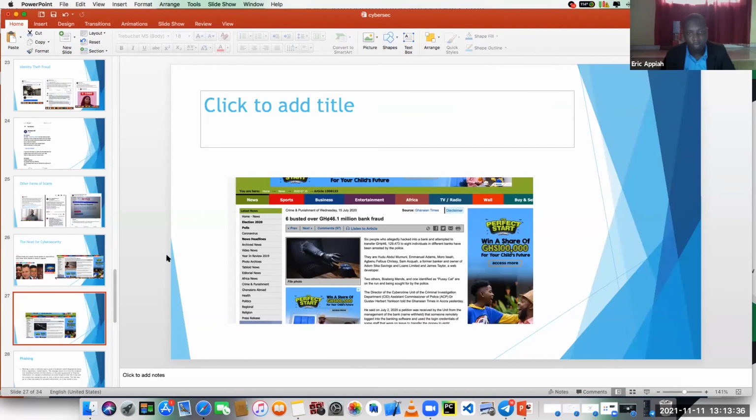An article here from Ghana World as well. Six banks turned over 46.1 million in bank fraud. So these are disturbing. If you look at the huge money that is involved, that people are able to break into bank systems and steal this huge money, it is important banks protect their systems going forward.